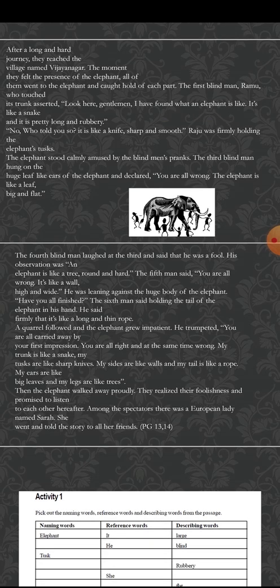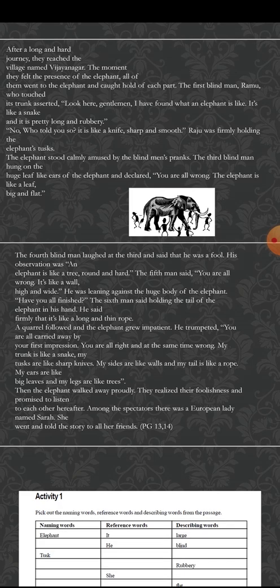The elephant. The moment they felt the presence of the elephant, all of them went to the elephant and caught hold of each part. So instead of holding the elephant as a whole, they held each part of the elephant. The first blind man, Ramu, who touched its trunk, asserted, "Look here, gentlemen, I have found what an elephant is like. It's like a snake and it is pretty long and rubbery."